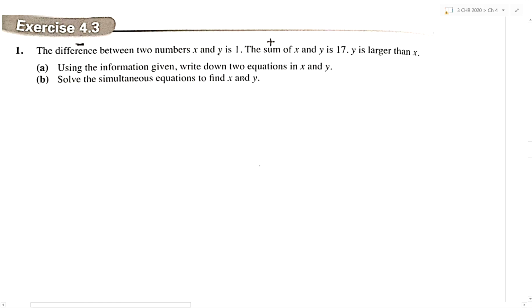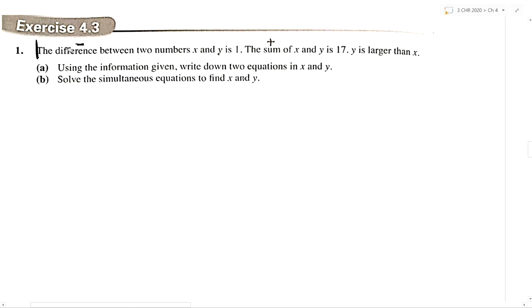The difference between two numbers, X and Y. Okay? First part of the sentence. The two numbers are X and Y. Obviously, I don't know what their values are. But they do tell us that the difference, that means I take the big number minus the small number, I get 1. Right?